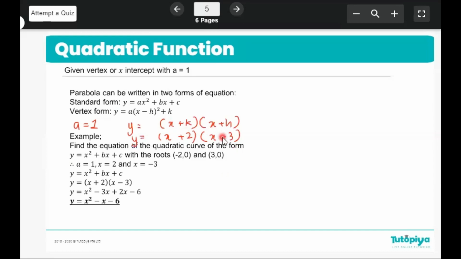And once we've gotten this, we can quickly go ahead and just expand this. So we would multiply every term in our first bracket by every term in our second bracket. And when we do that, we would get y equals x squared minus 3x plus 2x minus 6, which gives us a final answer if we collect our like terms together as y equals x squared minus x minus 6. That's all we have on today's video.